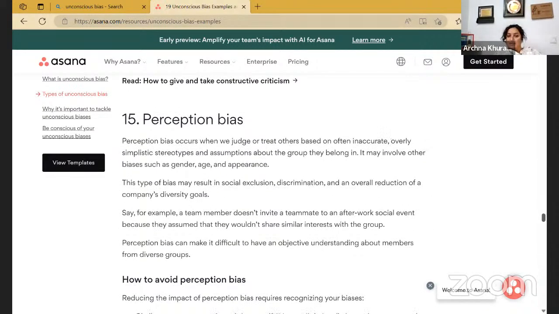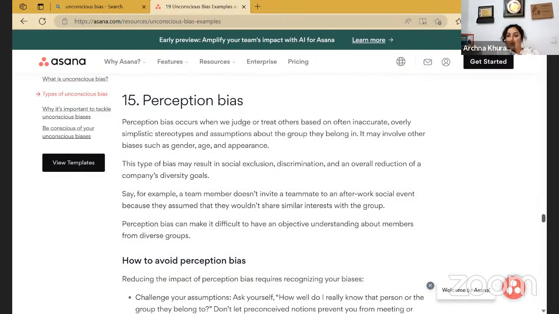Then perception bias. Perception bias तो बहुत common है, रोज करते हैं. You create perceptions about certain people in your life. Right? Any example that you want to give this time? ये बहुत कॉमन है, ये हर रोज होता है, हर मिनट.